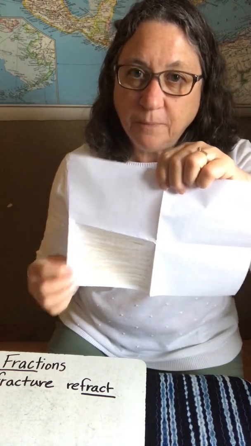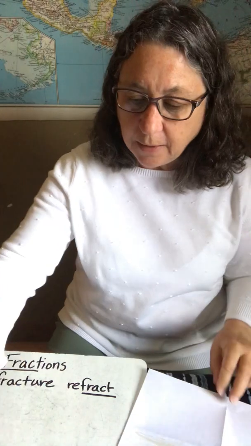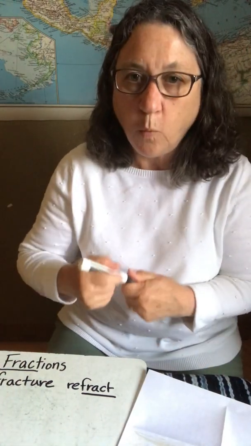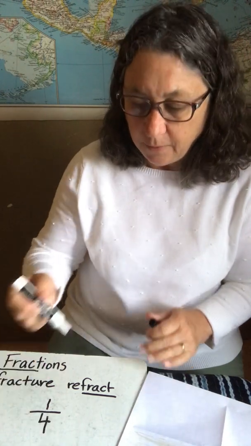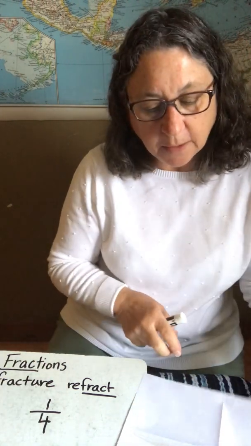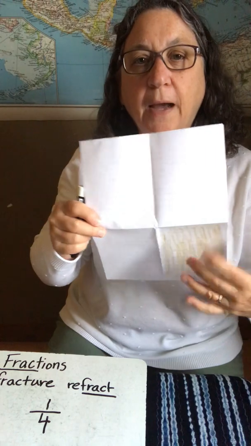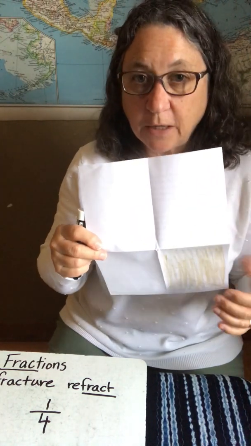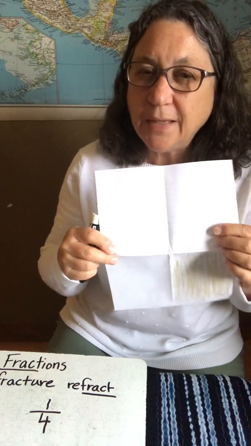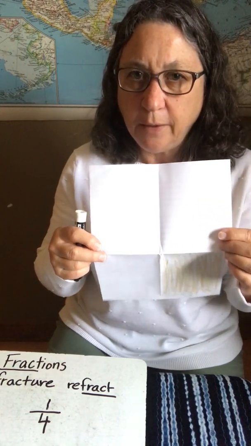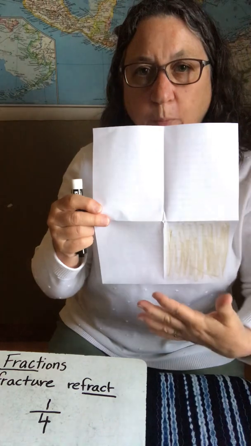Well, that's a fraction. So the portion is 1. 1 is colored out of 4. There are 4 parts and 1 is colored. That's called 1 out of 4. That's a fraction. 1 part is colored out of 4. So we don't say how many are colored, 1. We say what portion of the whole paper is covered.